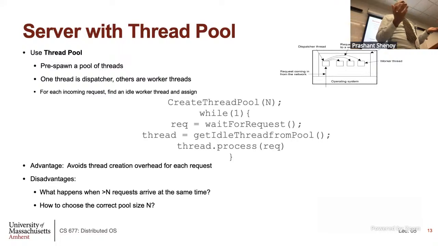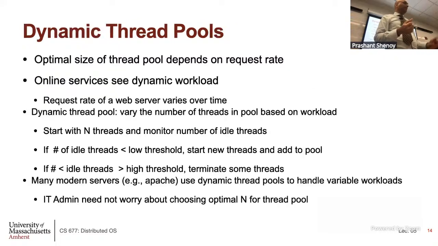Of course, as I said, the load on the server keeps changing, so you can never really know what is the right n. Either you pick it very large, say n is 10,000, so you have lots of threads that will always be sitting there idle doing nothing and waste system resources. Or if you pick it too small, you'll make requests wait. So with a static pool, you can only do one of these two things.